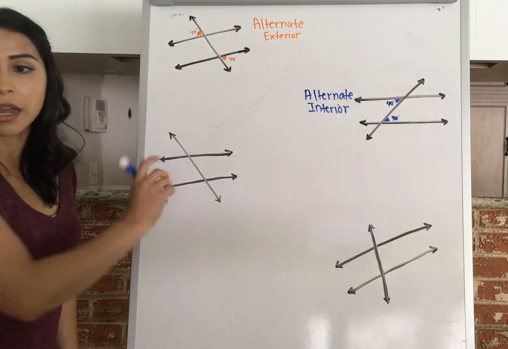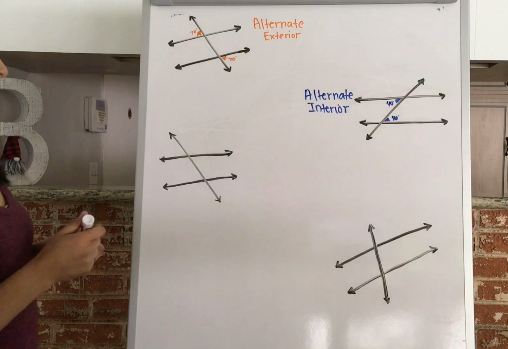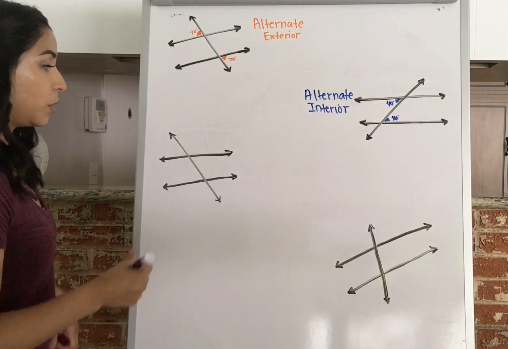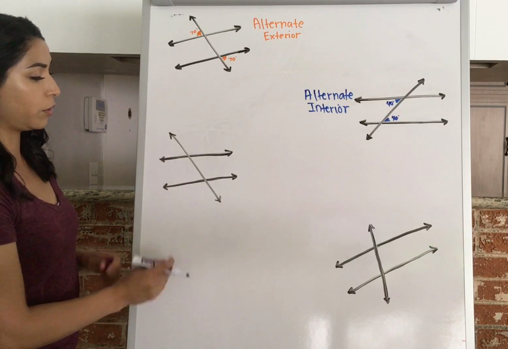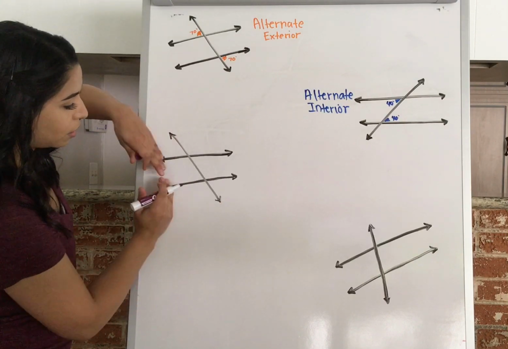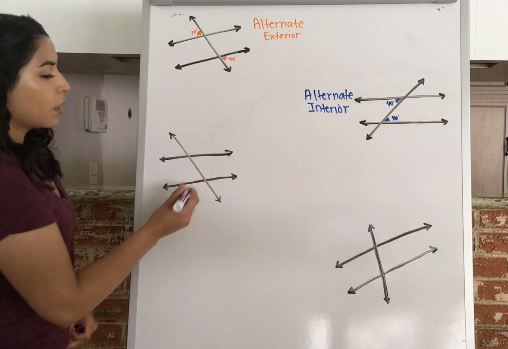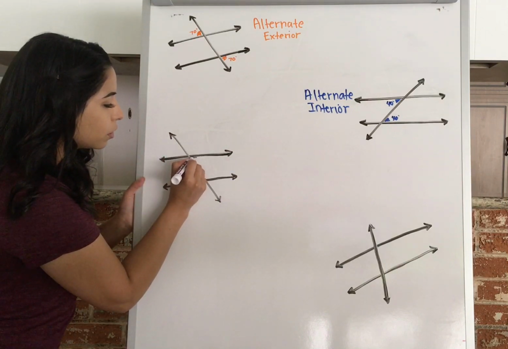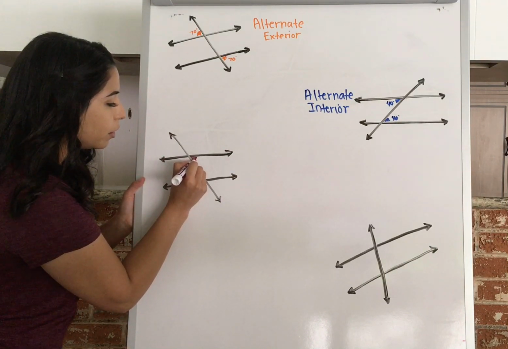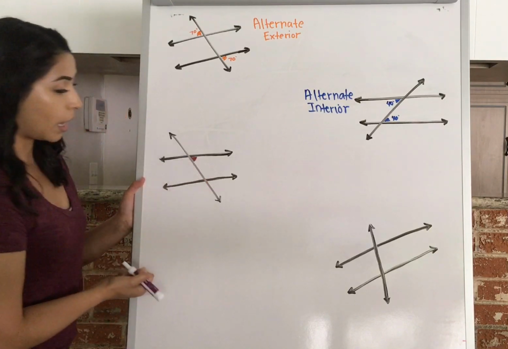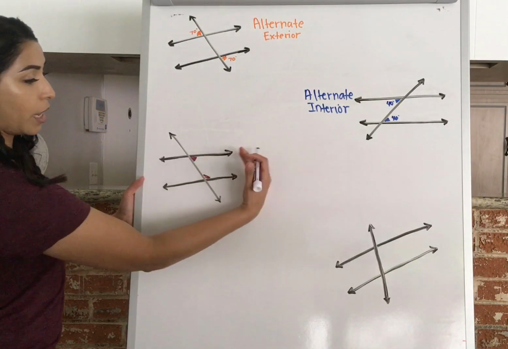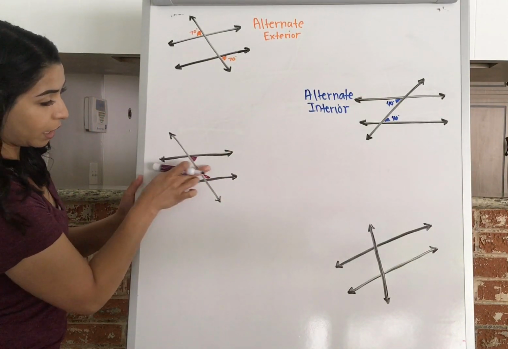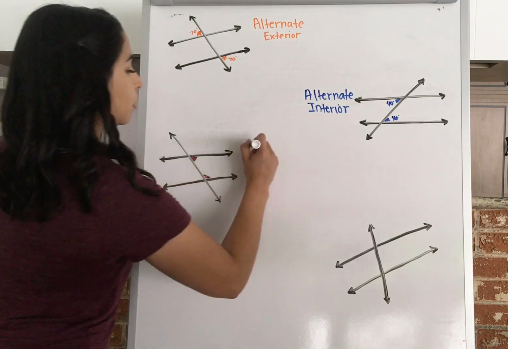Now we'll do same side interior. So same side means they're both on the same side of the transversal. So they're either both on this side or they're both on that side. Same side interior angles look like this. So these two right here, that angle and this angle. These are same side interior. They are on the same side of the transversal, and they're both inside the parallel lines.